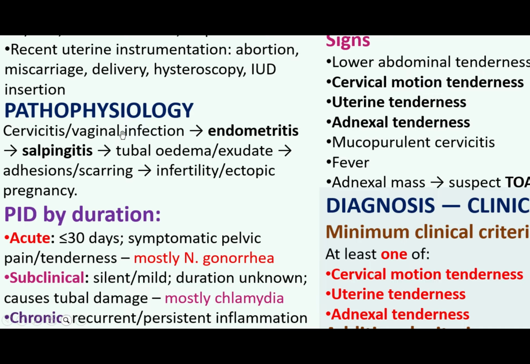The vaginal infection can come from other organisms. In the previous video, we talked about bacterial vaginosis, which is where we have this dysbiosis. You can check that out in the OBGYN playlist. The video is called abnormal vaginal discharge. Then we have an endometritis occurring after this cervicitis, and after the endometritis we have a salpingitis where the tubes become edematous. They have exudates, adhesions and scarring, and this eventually causes infertility or ectopic pregnancy.